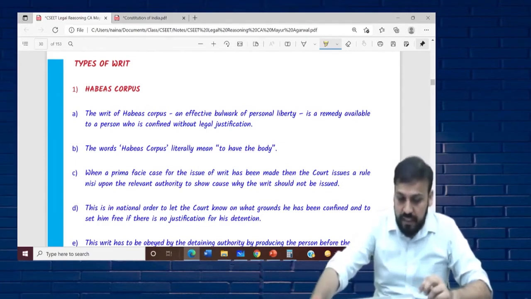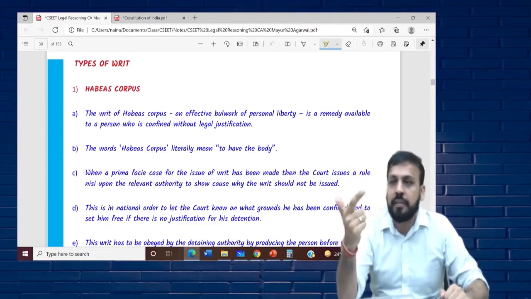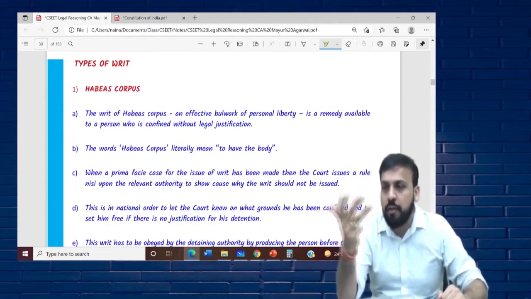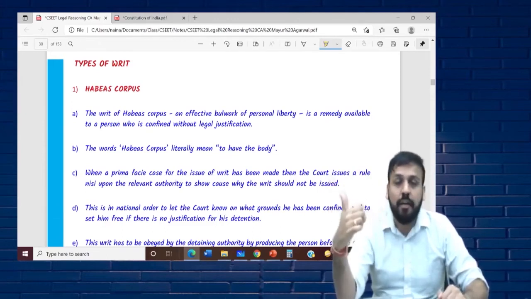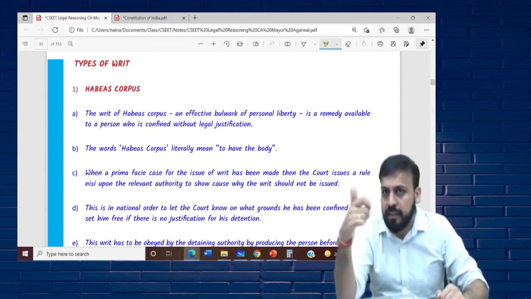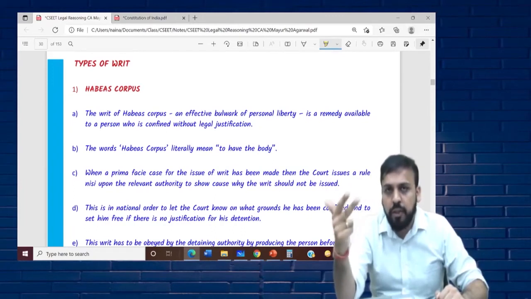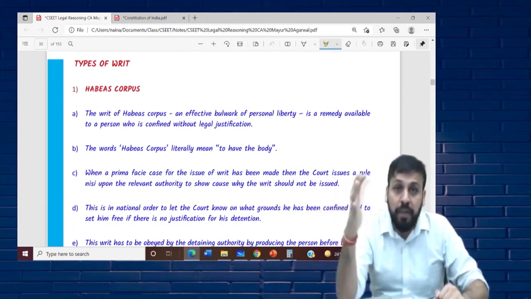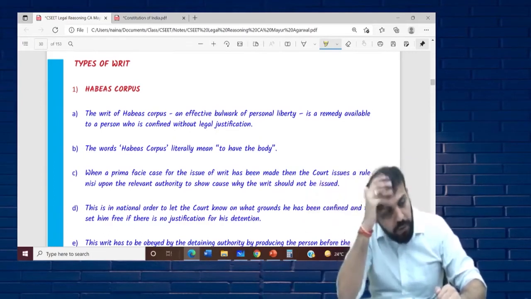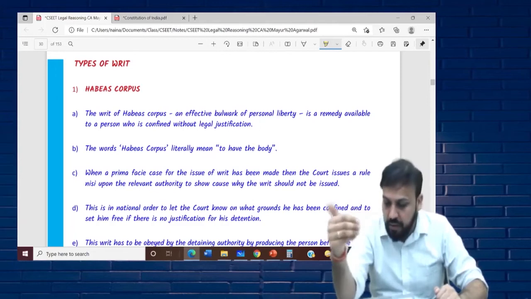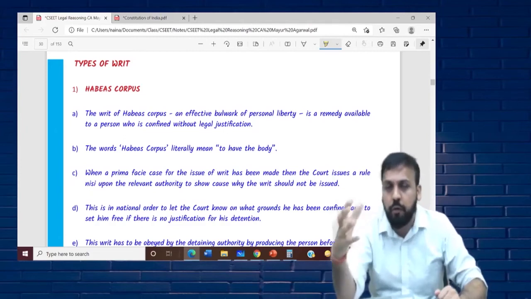So guys, there are 5 writs you need to understand: writ of habeas corpus, writ of certiorari, writ of prohibition, writ of mandamus, and writ of quo warranto. Again, I am repeating. What is a writ? An order passed by the High Court and Supreme Court is called a writ. These are the 5 types of writs you need to understand. One by one, I'll talk about the writs passed by the High Court and Supreme Court.